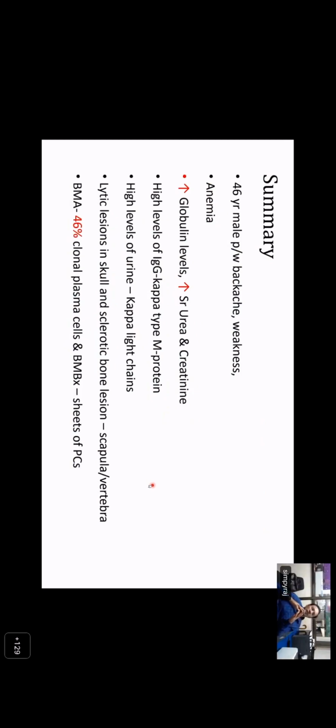So to summarize, this patient was a 46-year-old male who presented with backache, weakness, and anemia. There were increased globulin levels. There were increased serum urea and creatinine levels. There were high levels of IgG kappa type M protein and high levels of urine kappa. There were lytic lesions in the skull as well as a sclerotic lesion. The bone marrow aspirate shows 46% clonal plasma cells, and the bone marrow biopsy had sheets of plasma cells. So what is our diagnosis?